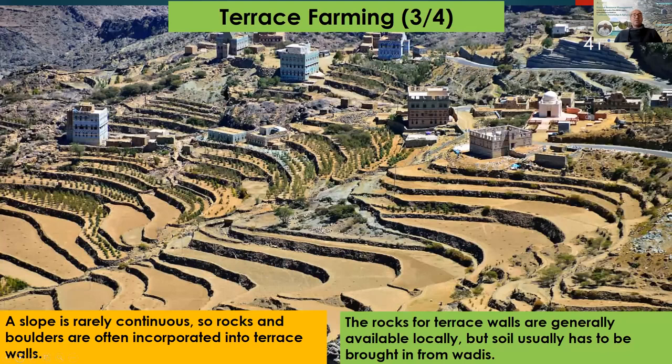A slope is rarely continuous, so rocks and boulders are often incorporated into terrace walls. As we see here, the rocks for terrace walls are generally available locally, but soil usually has to be brought from the wadis, sometimes far away.